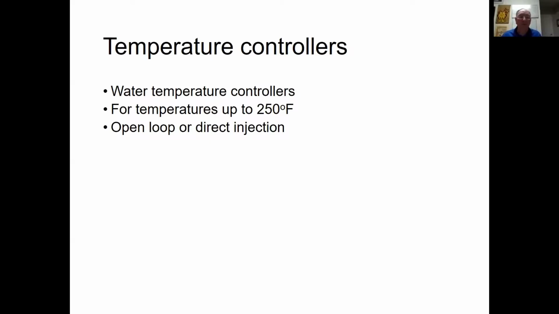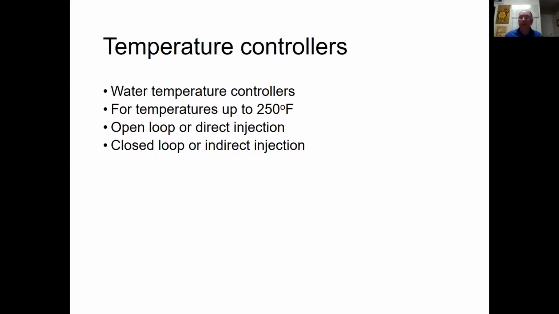There's what we call open loop or direct injection. That definition is basically that when the temperature controller opens its cooling valve, the cooling water directly injects into that loop, and discharges back to the chiller. There are closed loop temperature controllers where the recirculation loop does not touch the cooling water loop. It's isolated by a heat exchanger.